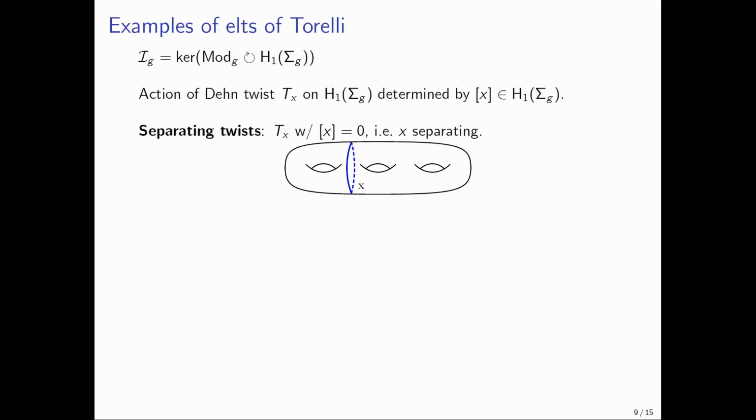Anyway, so this X right here, for the Dehn twist about it, you can sort of visibly see every time a curve crosses it, you add X to it, but that's adding 0. So this is an element of the Torelli group.